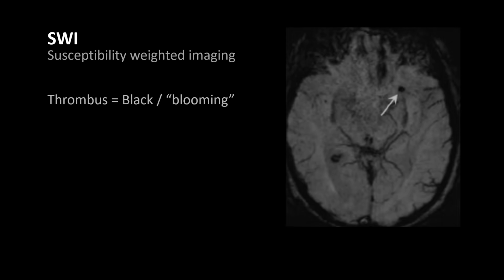SWI is susceptibility weighted imaging, which means that if there is any thrombus in any of the arteries, it will look black. Also, if there is any hemorrhage or any chronic blood products, they will also show blooming. So hemorrhagic stroke or SAH can also be detected on SWI.